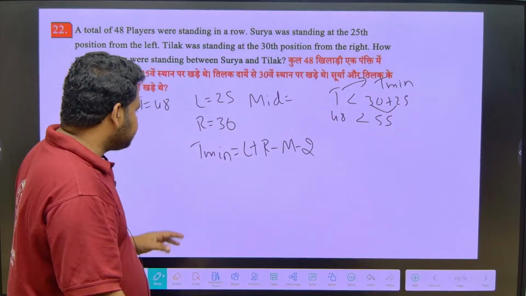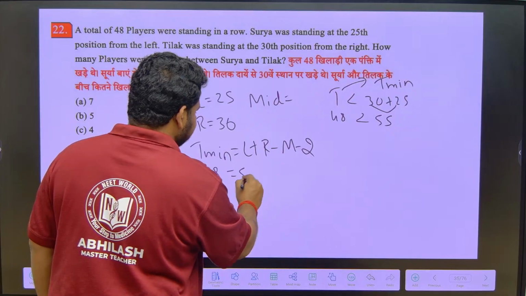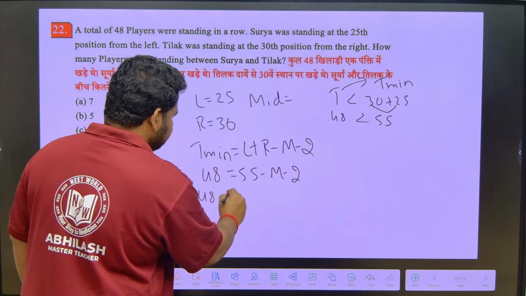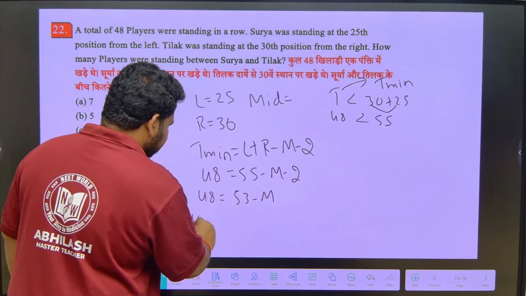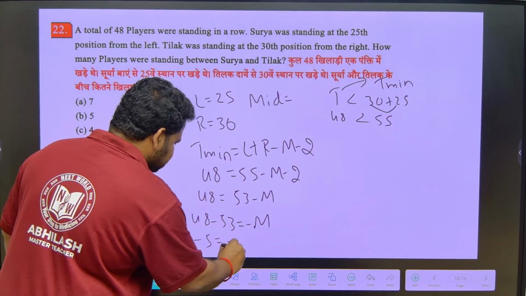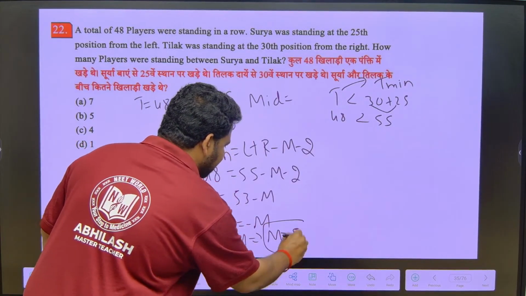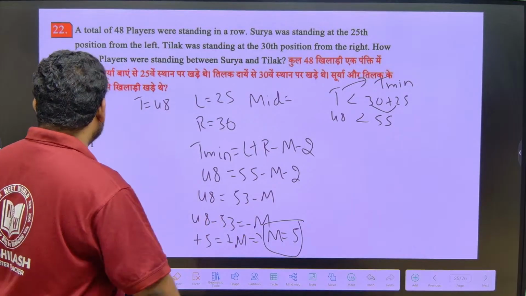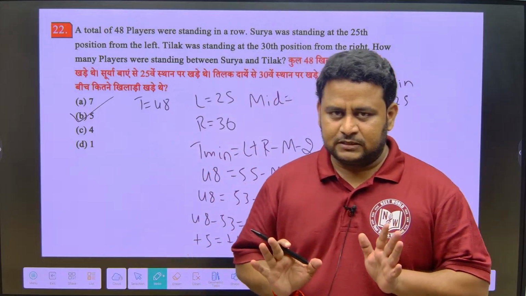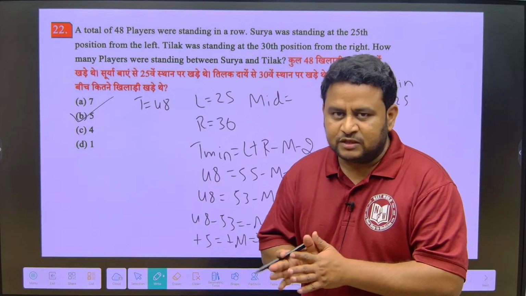Clear? Now total minimum is what they have given, 48. L plus R, what we got here? 55 minus M minus 2. So 55 minus 2 is 53 minus M. So 48 minus 53 is equal to minus M. So minus 5 is equal to minus M. This implies minus minus cancel, I'll get M is equal to 5. So the answer to this question is option B, M is equal to 5. So in such type of questions, you should know which formula to use, total minimum or total maximum. For that, what we have to do?